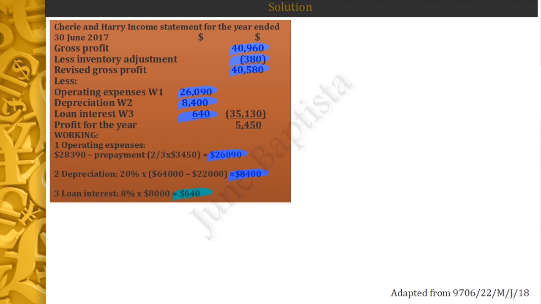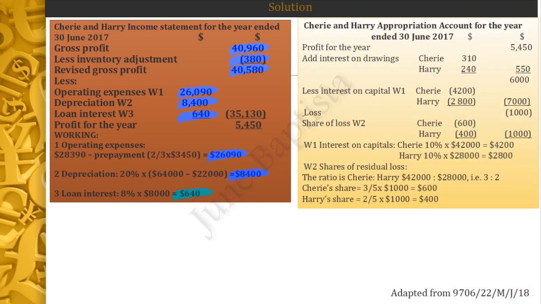Deducting the expenses, we get profit for the year $5,450. Let us now draw up Sherry and Harry's appropriation account for the year ended 30th June 2017. Profit for the year, as just calculated, $5,450. Add interest on drawings as per information given. Sherry $310, Harry $240. Less interest on capital as per working 1.